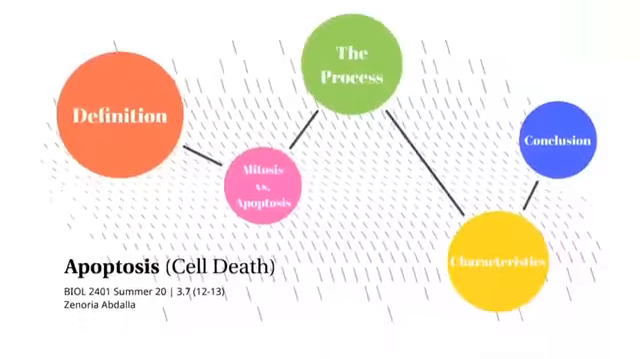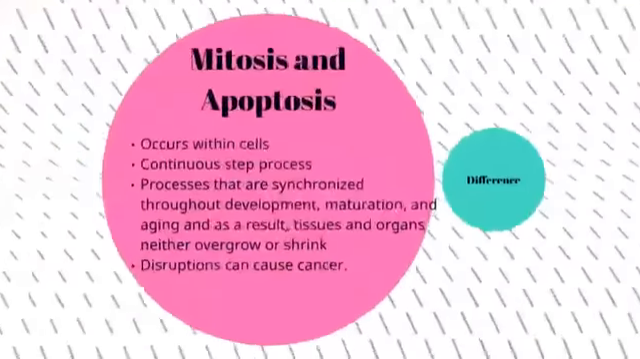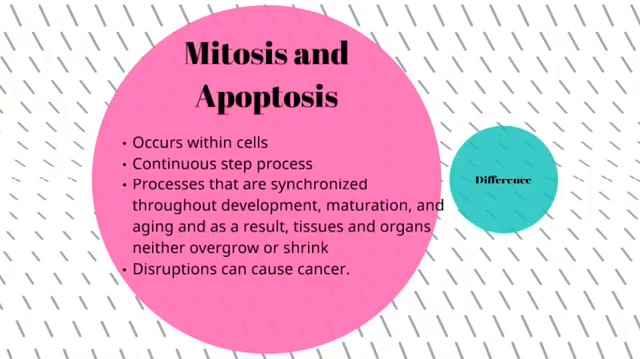So let's move forward. Mitosis versus apoptosis. Some of the similarities are that they occur within the cells. They are continuous stepwise processes. They're processes that are synchronized throughout development, maturation, and aging. So this is going to go on throughout your entire life cycle. And as a result of this, tissues and organs neither overgrow nor shrink. And so any disruptions to mitosis and apoptosis can cause cancer.